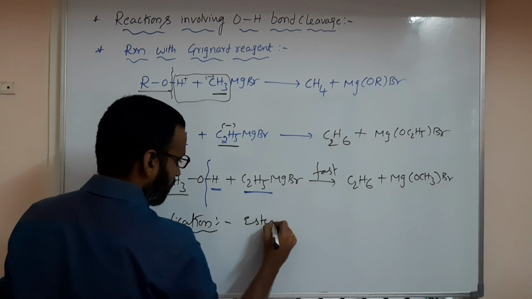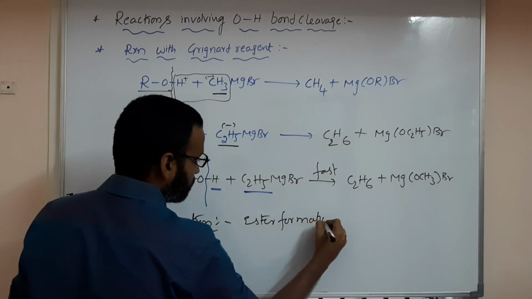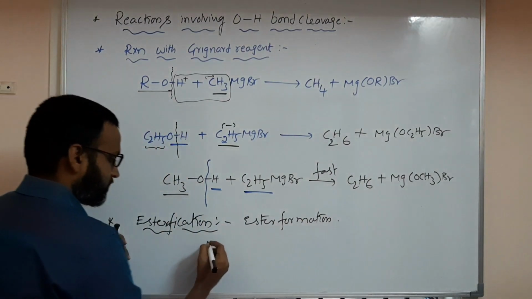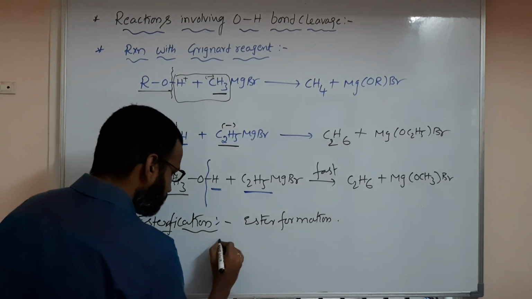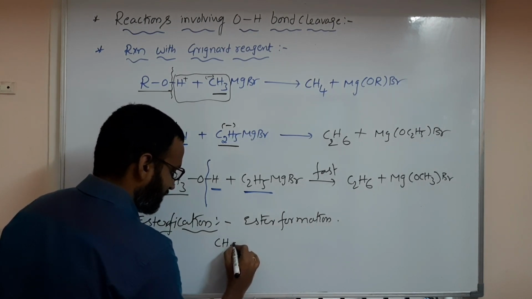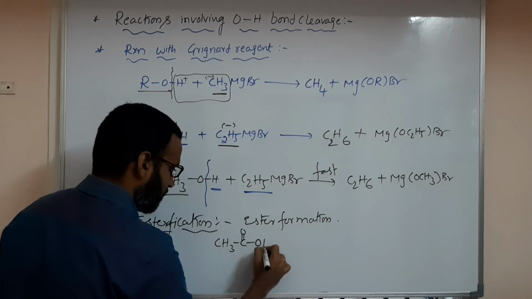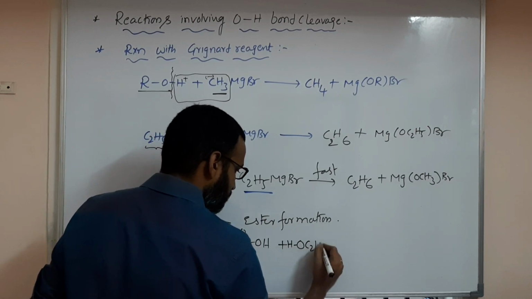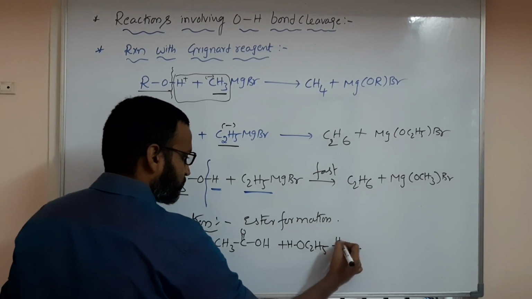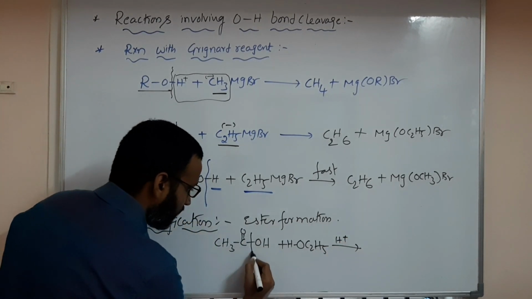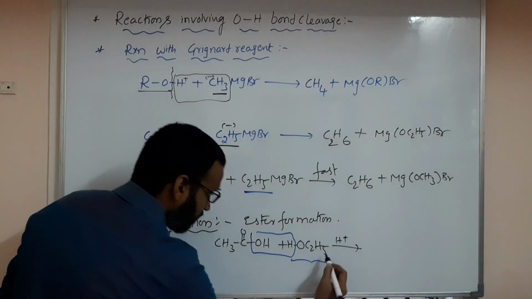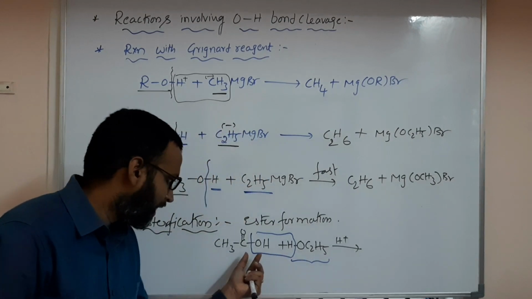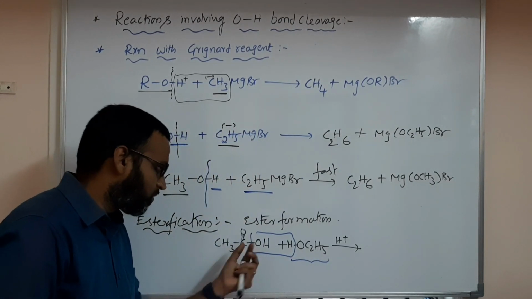This means ester formation, which involves OH bond cleavage only. How does ester formation happen? This carboxylic acid, CH3 C double bond O OH, acetic acid, reacts with the OH of C2H5OH in the presence of H plus, an acid. OH comes from here and H from here. So in the alcohol, what bond cleavage is taking place? OH bond cleavage in the alcohol, and in the carboxylic acid, CO bond cleavage is taking place.